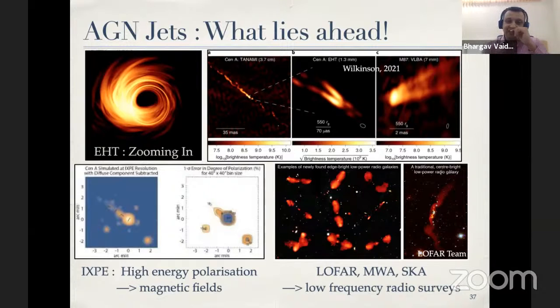And very recent results, which were published in Nature, we showed this structure, the hollow light structure in Centaurus A. And you also have this zooming-in effect of the light coming from the black hole. And EHT will definitely show us some path ahead in understanding what is really happening very close to the black hole.